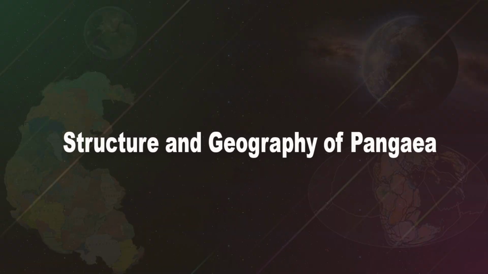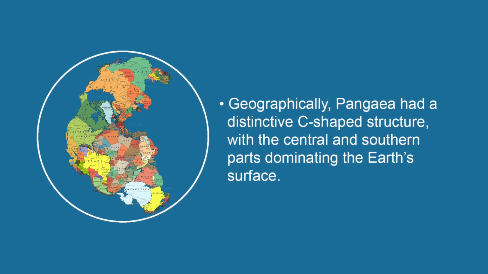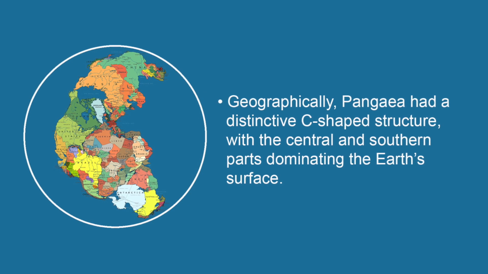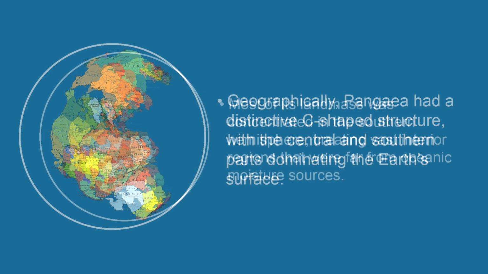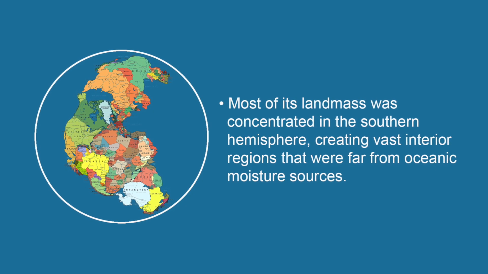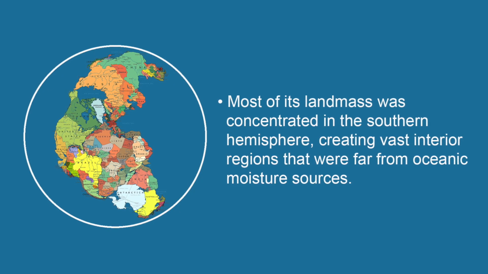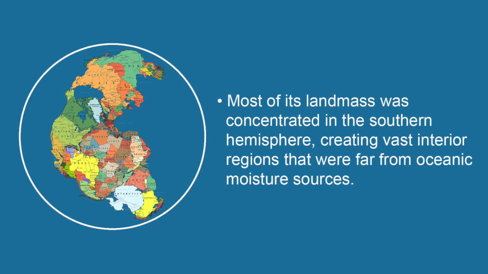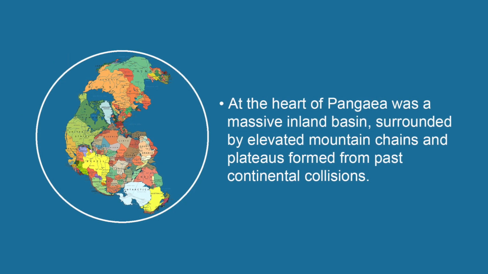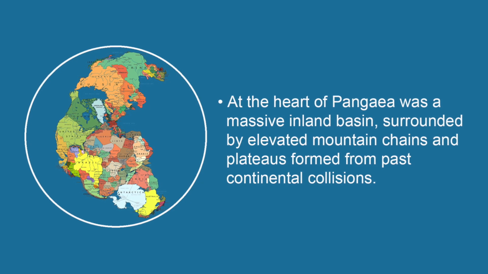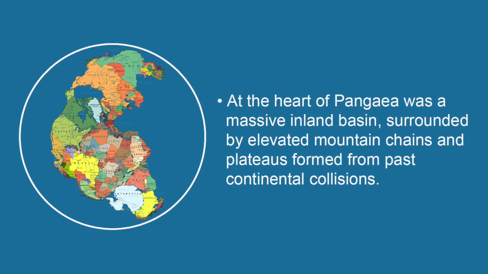Let us have a discussion on the structure and geography of Pangaea. Geographically, Pangaea had a distinctive C-shaped structure with the central and the southern parts dominating the Earth's surface. Most of its landmass was concentrated in the southern hemisphere, creating vast interior regions that were far from oceanic moisture sources. At the heart of Pangaea was a massive inland basin surrounded by elevated mountain chains and plateaus formed from past continental collisions.